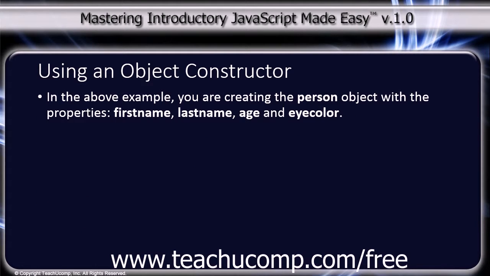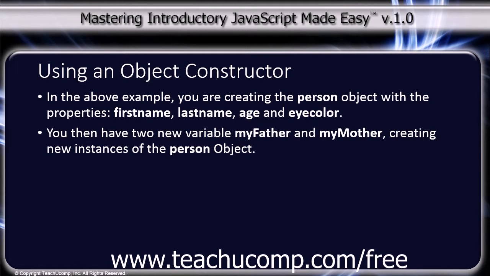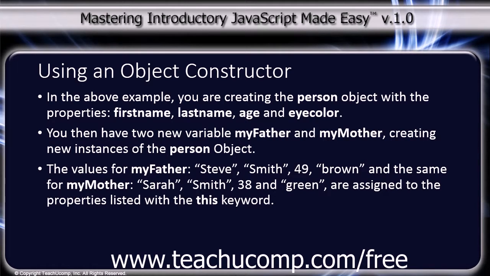In the above example, you are creating the person object with the properties first name, last name, age, and eye color. You then have two new variables, myFather and myMother, creating new instances of the person object. The values for myFather, Steve, Smith, 49, Brown, and the same for myMother, Sarah, Smith, 48, and Green, are assigned to the properties listed with the this keyword.